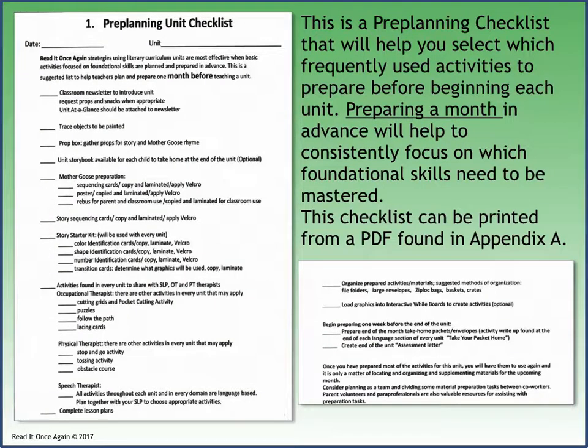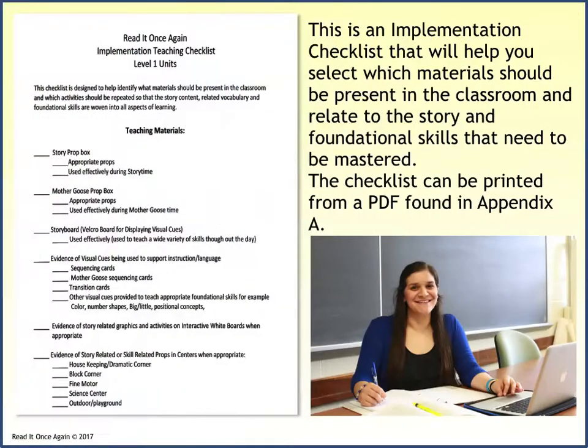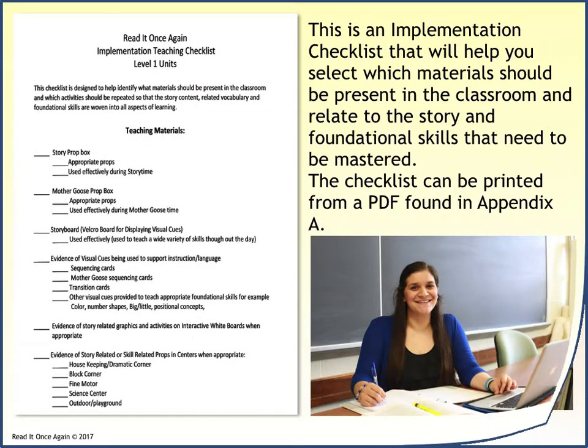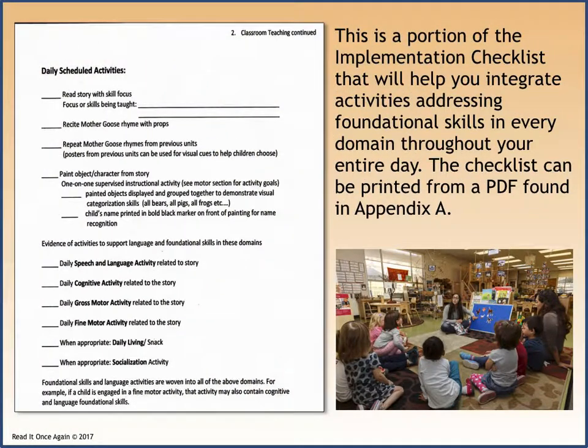This is a pre-planning checklist that will help you select which frequently used activities to prepare before beginning each unit. Preparing a month in advance will help to consistently focus on which foundational skills need to be mastered. This is an implementation checklist that will help you select which materials should be present in the classroom and relate to the story and foundational skills that need to be mastered. In this portion of the implementation checklist, it will help you to integrate activities addressing foundational skills in every domain throughout your entire day. All of these checklists can be printed from PDFs found in Appendix A.